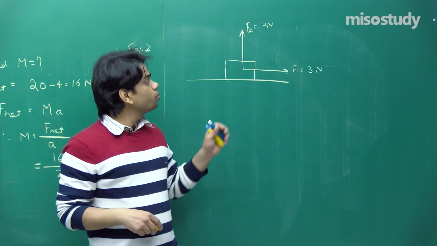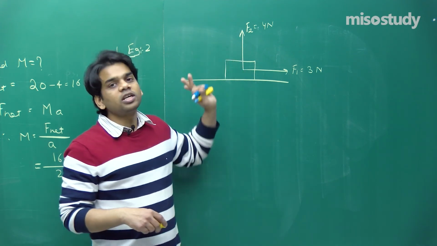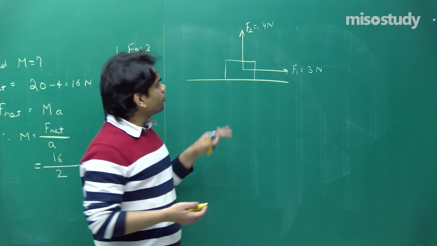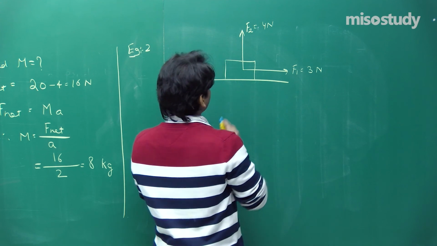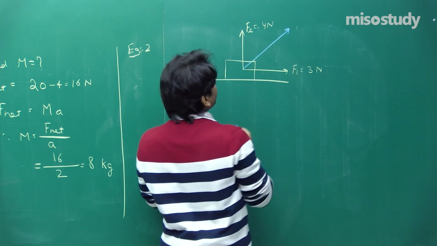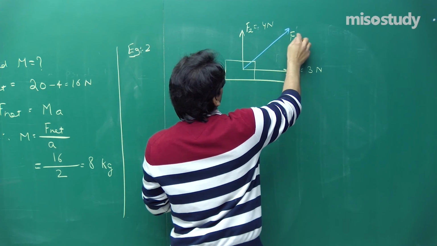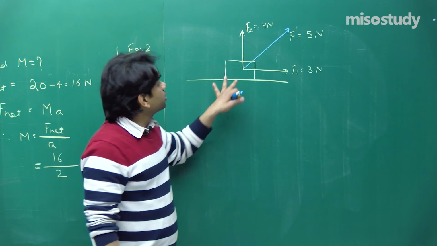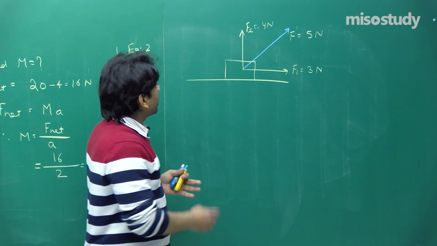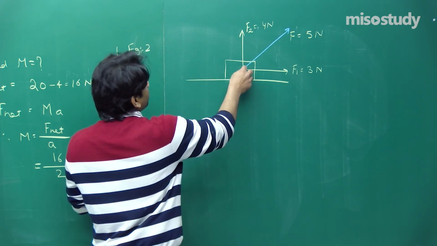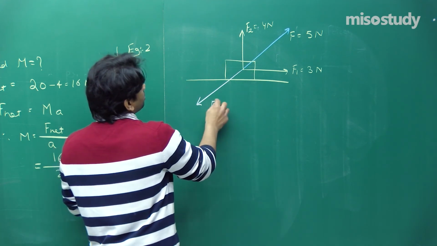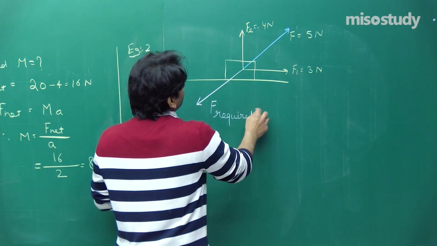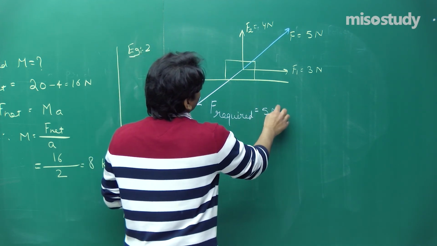Now that force should be equal to the opposite of the resultant of these forces, that is, equal to negative of the resultant. Now if you see these two forces, the resultant will be somewhere here. And very easily you can find that the resultant of these two forces will be equal to 5 Newton. To keep the body in equilibrium, the net force on the body should be 0. What you do is apply a force just in the opposite direction. So this is the F required for the body to be in equilibrium, and F required is 5 Newton.